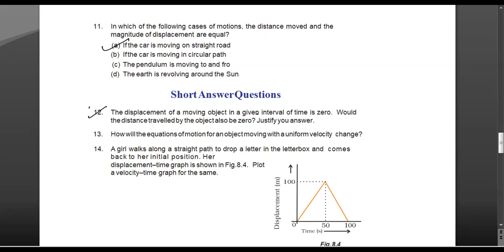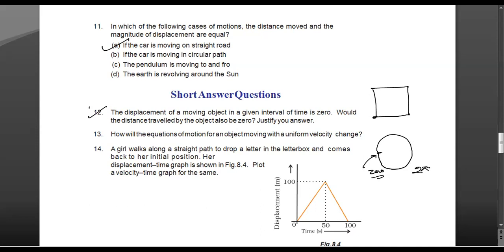If an object moves and comes back to its original position, then its displacement will be 0. But its path length is not 0, because distance is the total path length covered. For example, if an object is moving in a circular path and comes back to its original position, its displacement will be 0, but its distance traveled is 2 pi r.